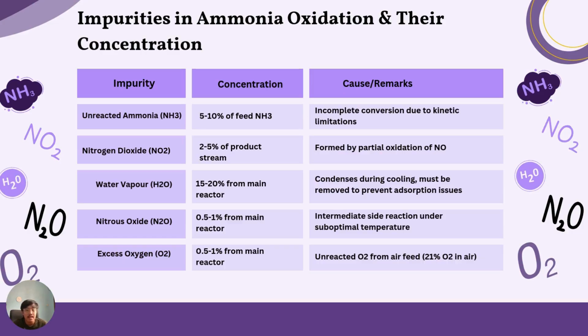Lastly, excess oxygen. Excess oxygen remains in the system from the air feed. With air containing 21% O2, the unreacted fraction typically makes up about 2 to 5% of the product stream. This depends on the kinetics and operating conditions.